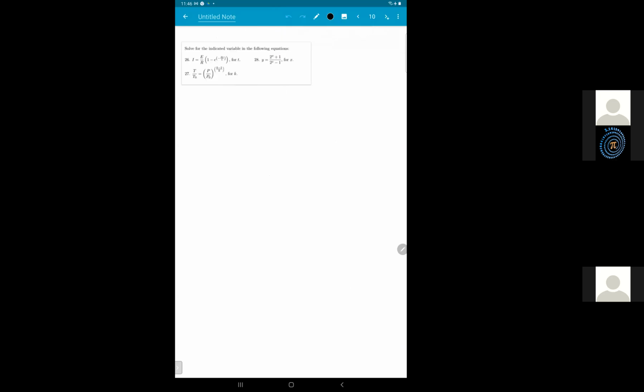Okay, solve for the indicated variable in the following equations. Let's just do 26 and 28. Okay, solve for t in this one. I equals E over R times (1 minus E to the negative RT over L).